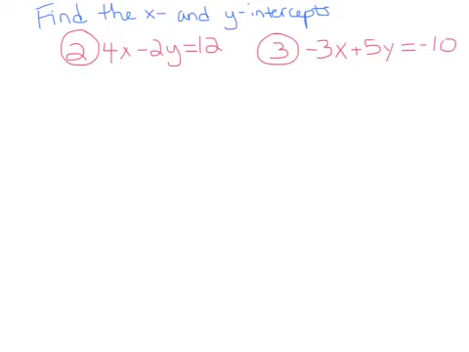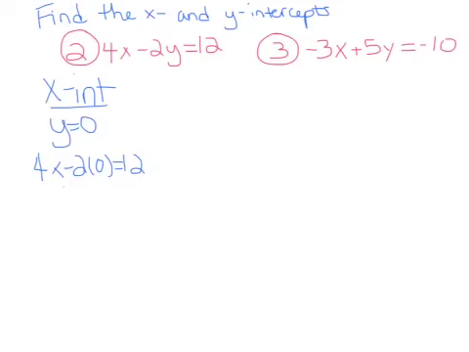So for number 2, we're going to do the exact same thing that we did in number 1. To find our x-intercept, we're going to start by letting y equal 0. That gives us 4x minus 2 times 0 equals 12, which gives us 4x equals 12. When you divide both sides by 4, you'll get x equals 3. So your x-intercept is going to occur at 3, 0.